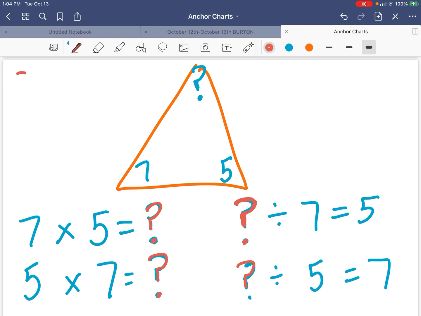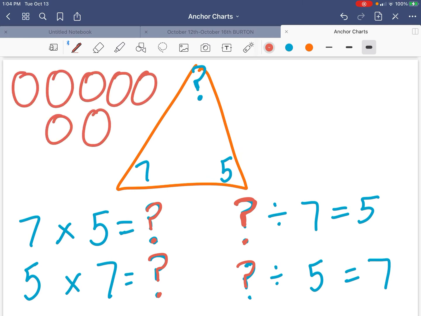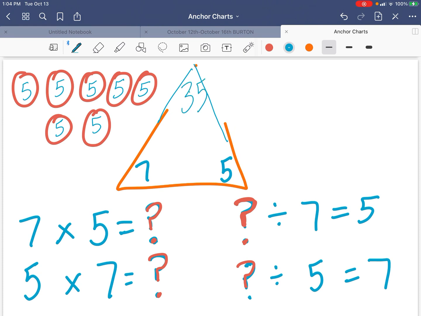All right, so let me do 7 groups of 5. 1, 2, 3, 4, 5, 6, 7. 7 groups of 5 in each. 5, 10, 15, 20, 25, 30, 35. So the total is 35.